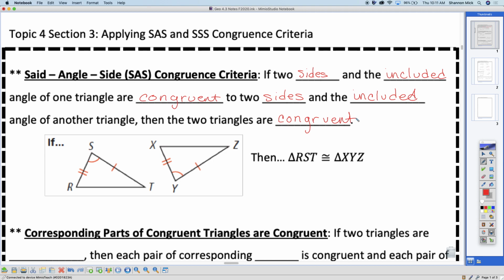So, included means the 2 sides make it. The angle is included in the two sides. Does that make sense? So this is a side, angle, side. Do these two sides make up the angle that is congruent? Do they? Yes. So that is called an included angle.